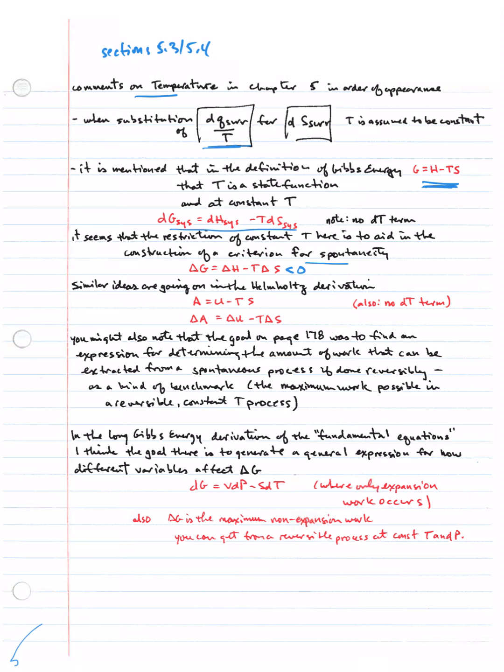Similar ideas are going on in that Helmholtz derivation. Also, there's no dT term in there. And you end up getting a criterion for spontaneity for a constant volume process, if you recall. That's how that was generated, at constant temperature.